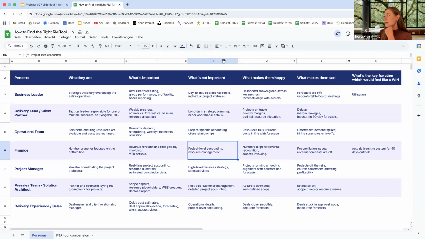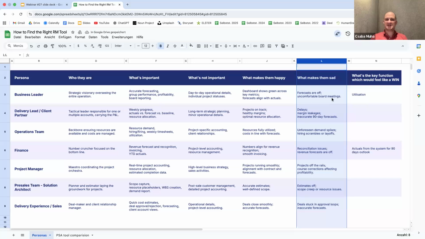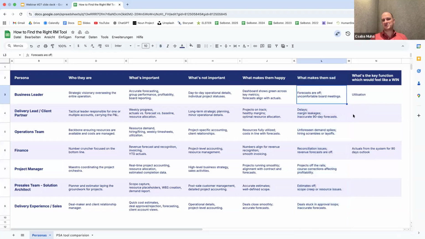So just to wrap up, it's equally important to focus on what is not important and also what makes them sad, because people remember their pains much better than what makes them happy. So if you lay down this kind of metrics, then, okay, if it makes the business leader sad that the forecasts are off and that they got uncomfortable questions in board meetings because of last minute questions, then the tool we are looking for has to give them the confidence that they are, again, I didn't say that they have to be accurate.